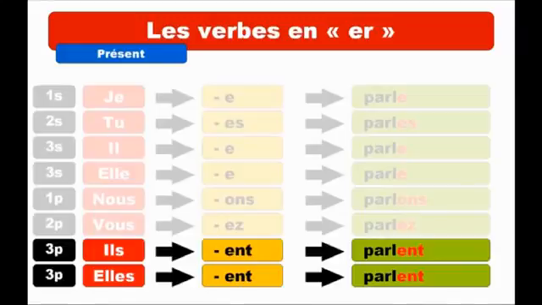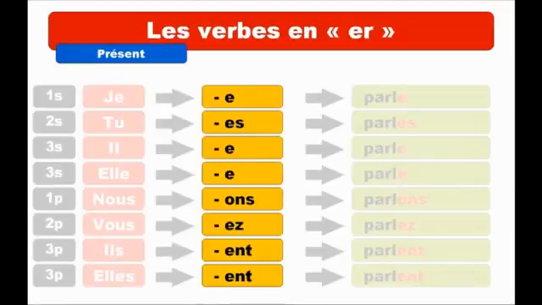Okay? But then, of course, the tricky thing is to remember how to write them. So keep in mind that the ending for je is e. For tu, it's es. For il, elle, it's e. Nous, ons. Vous, ez. Ils, elles, in the plural form, ent.